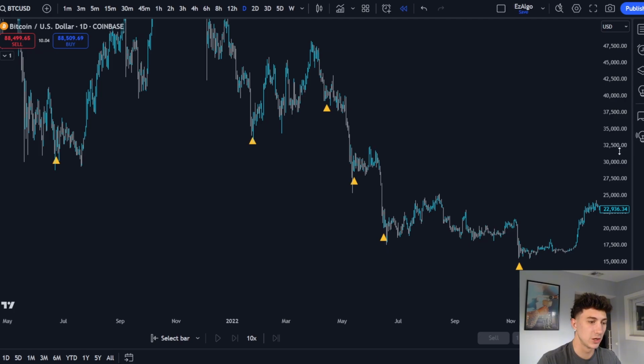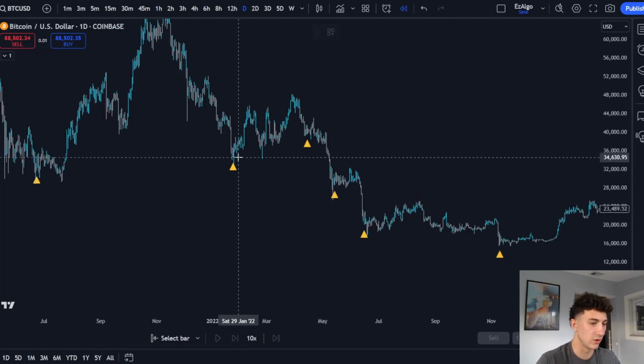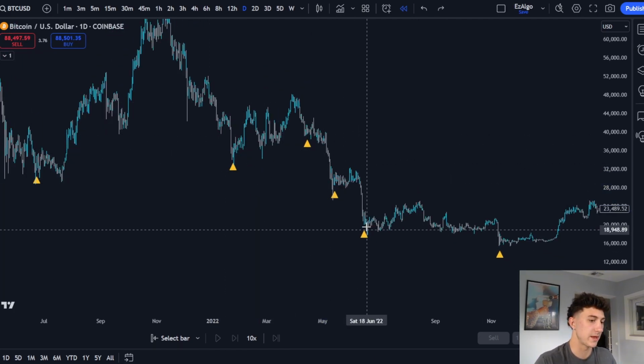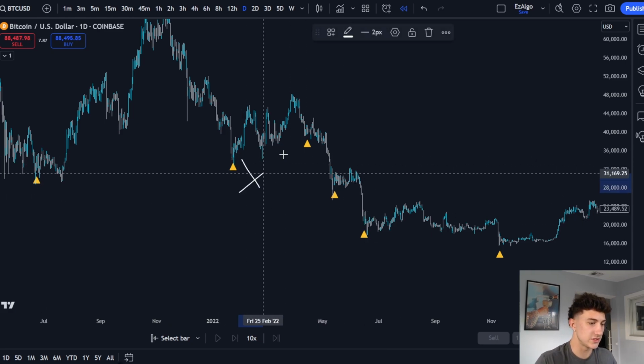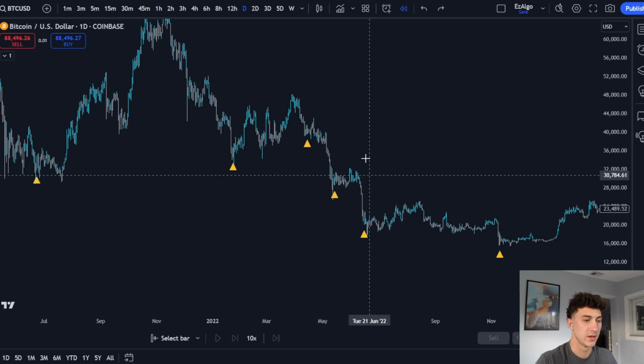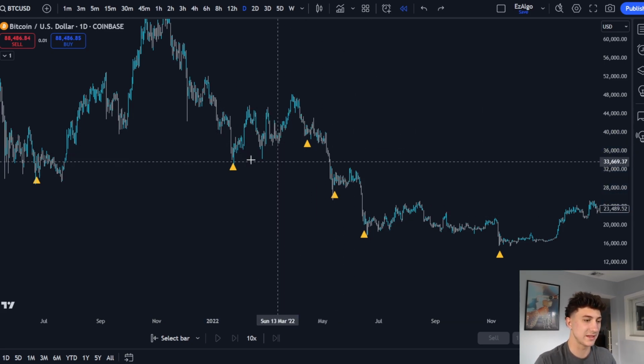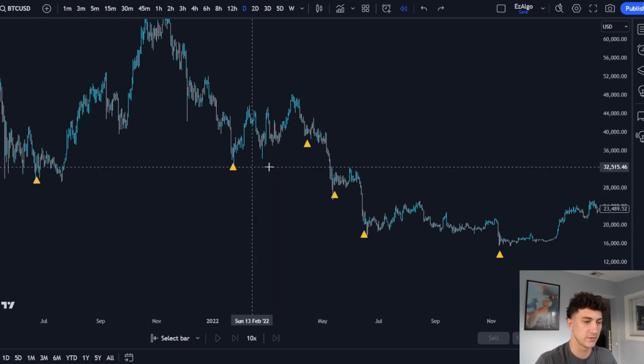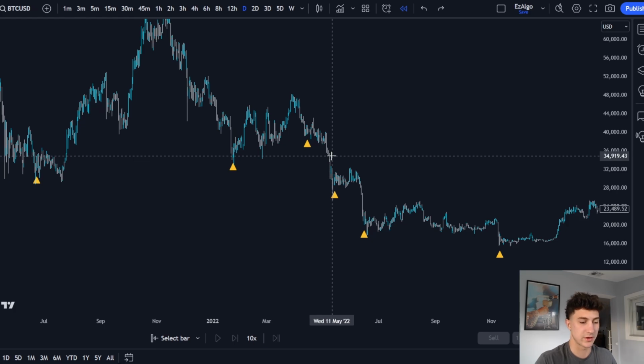Here's where things get a little bit tricky, right? We did call some of the local bottoms here, but unfortunately Bitcoin kept dumping. So let's say these two signals were misses, right? These two signals are misses. We'll say this one is a miss as well. So we had 3 losing technically, but again, you're just building a position. Your average entry is gonna be somewhere around 35,000.